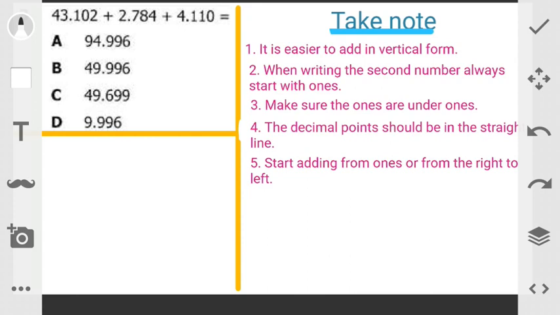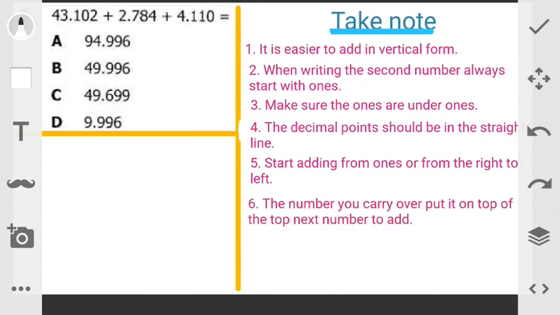Fifth, we talked about this point in previous videos. Start adding from the right to the left. In decimal numbers, you start with the thousandths, so you start from the right going to the left as you add. The number you carry over, after adding, you find the answer, maybe it's 10, you put it on top of the next number you want to add. So these are just the recaps of the hints you need to consider when adding.